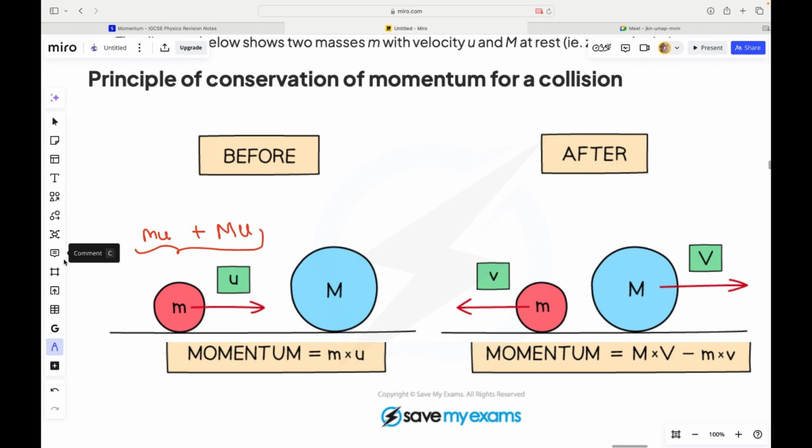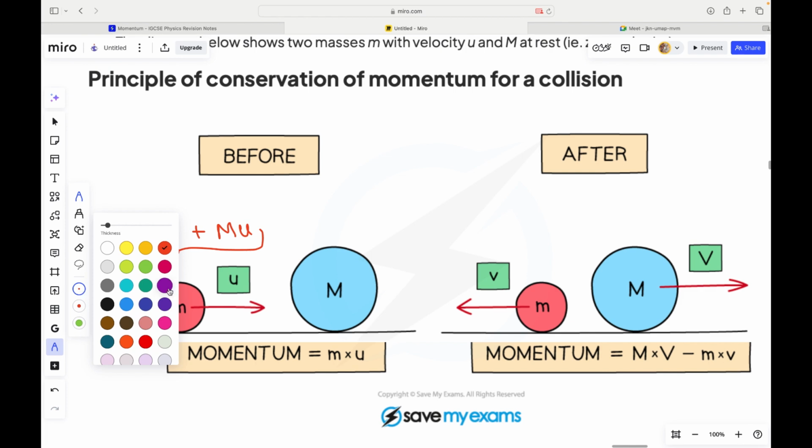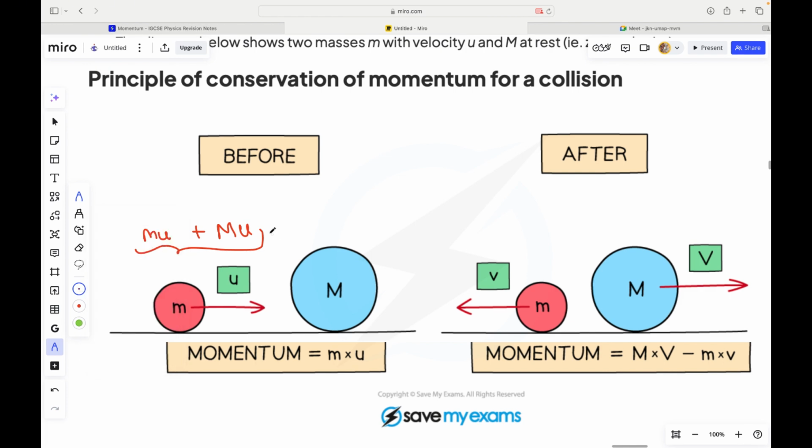Why is the momentum zero? Because it's in a fixed position. Only this one is shown moving. They did not show any arrow to show that the other one is moving, meaning it is in a stationary position. So the momentum of this object is zero, and the total momentum before collision depends on the momentum of the one that is moving.